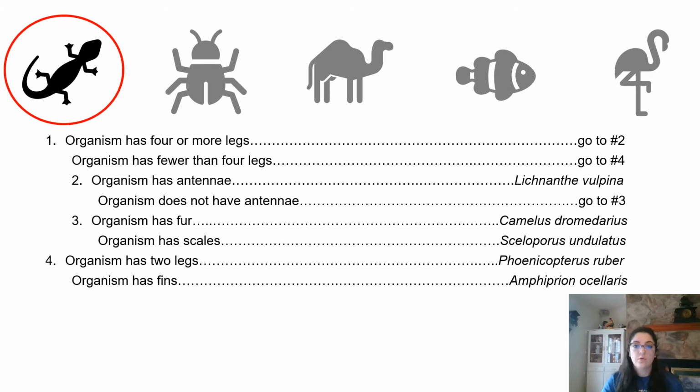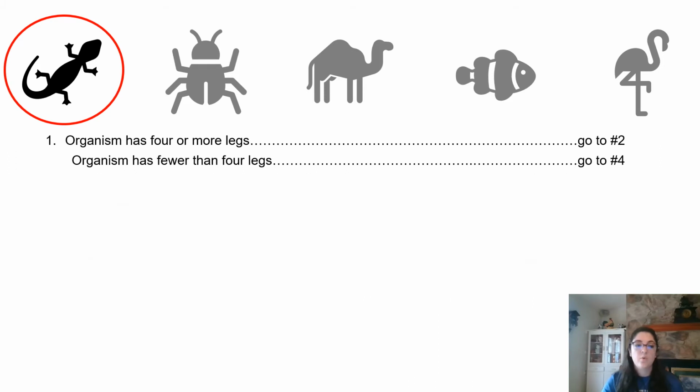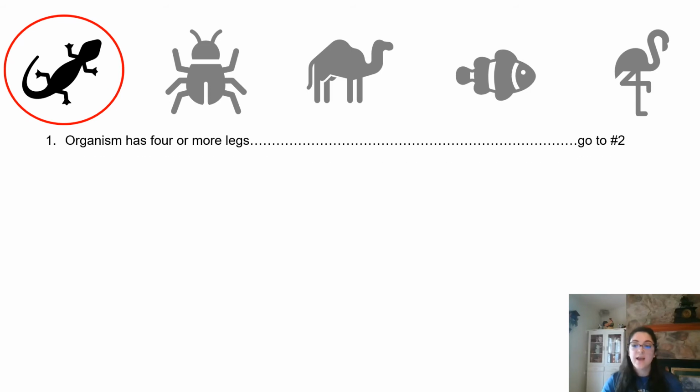You should all know the basic characteristics of a lizard, so you should be able to go through this key with me. So number 1 asks us if the organism has 4 or more legs, or if the organism has fewer than 4 legs. So our lizard up here has 4 legs. There are some legless lizards, but our lizard has all 4 legs. So we are going to select that option, and it is asking us to go on to number 2.